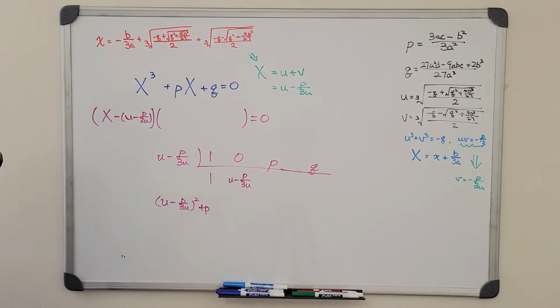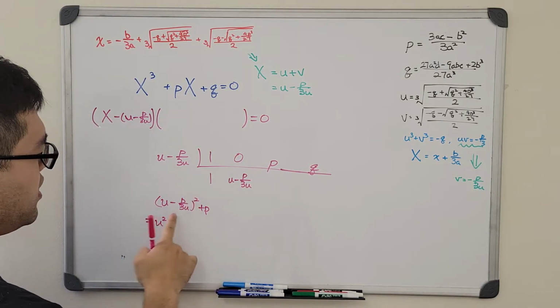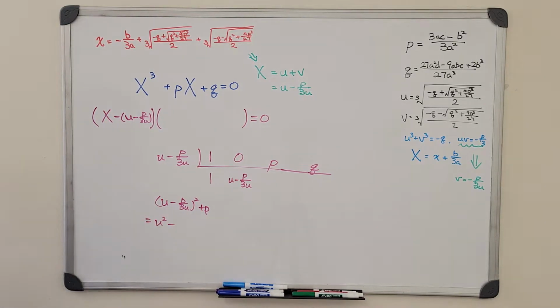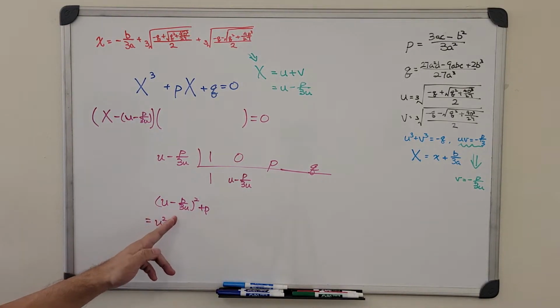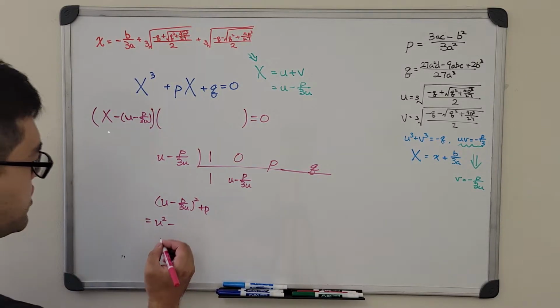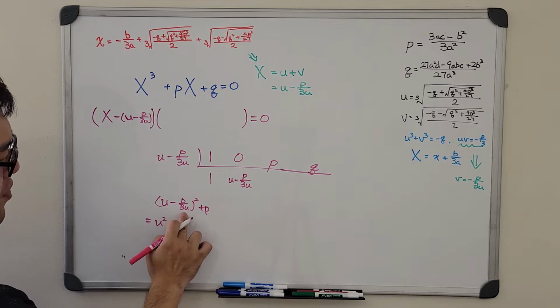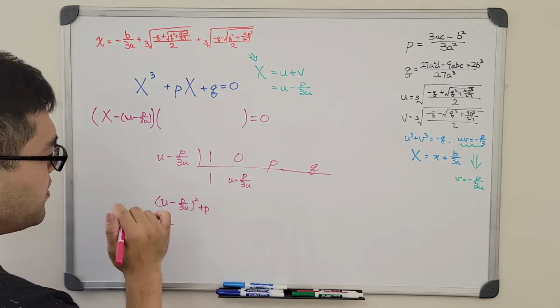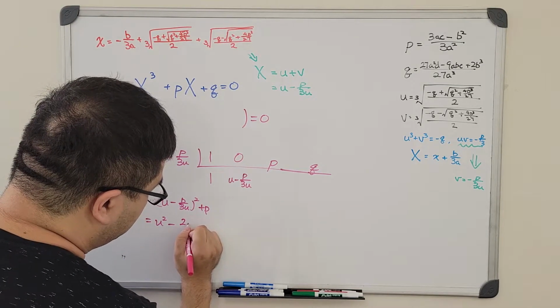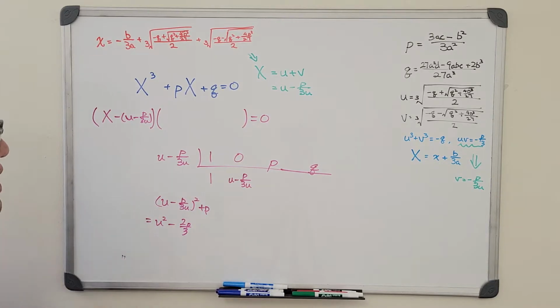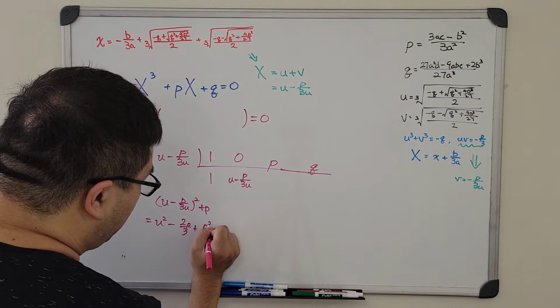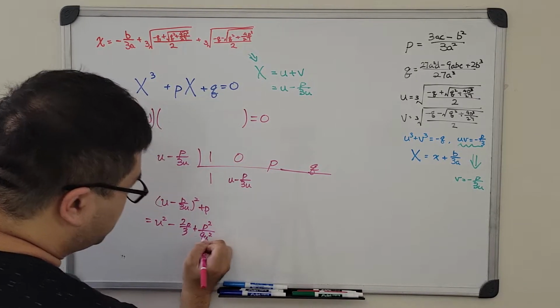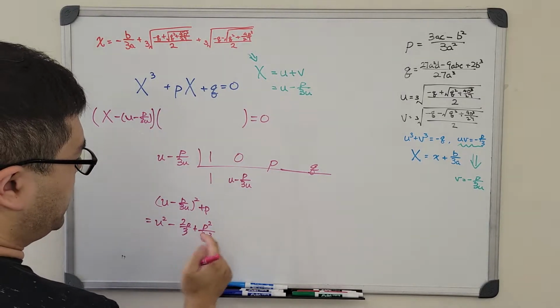So what do we get? Let's simplify it. We have u squared minus, now the square of a difference is going to give us negative 2ab. So we have 2 times a, which is u, times b, which is p over 3u. The u cancels out, so we end up with 2 times p over 3. So we have 2p over 3. Good. And then last but not least, we have the b squared, which gives us p squared over 9u squared. And then don't forget we have a plus p here.